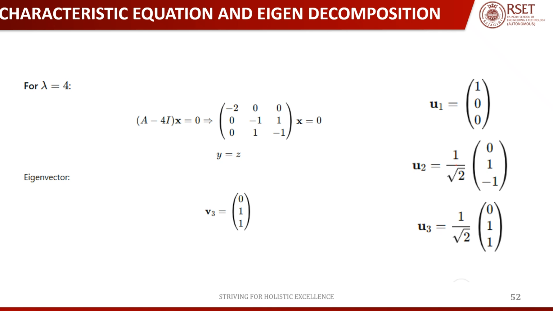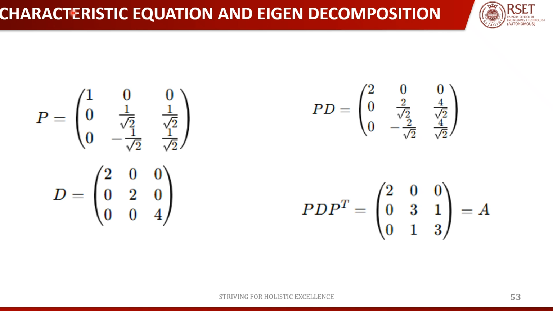Now we'll form P. How will you get P? You write u1 as the first column, u2 as the second column, and u3 as the third column, and you have P. Then you have D. Your D will have the first diagonal entry as 2 because u1 corresponds to 2, and the second diagonal entry as 2 because u2 also corresponds to 2. And u3 corresponds to the eigenvalue 4, so the third diagonal entry is 4.